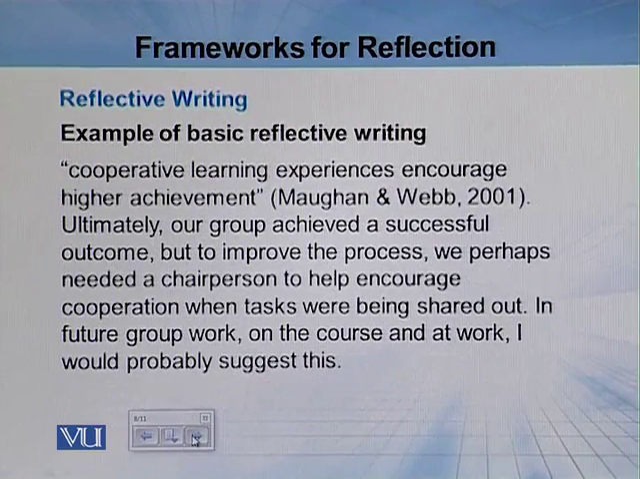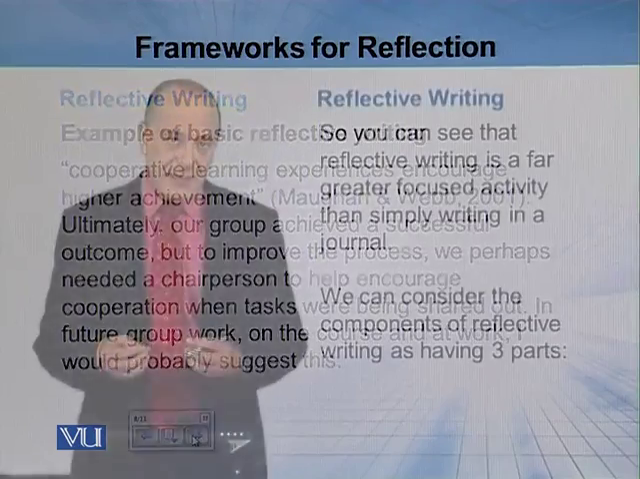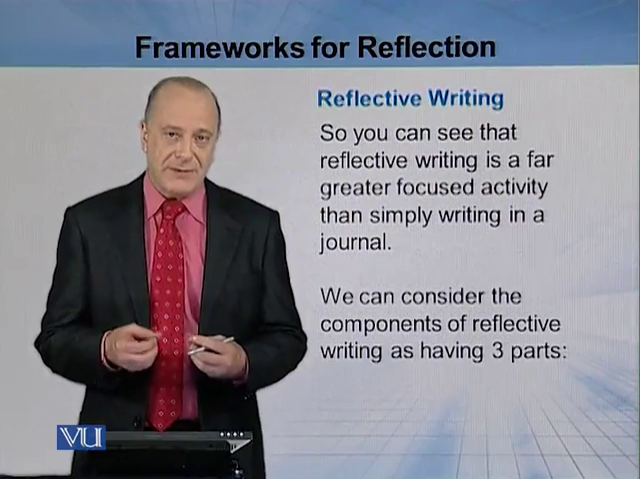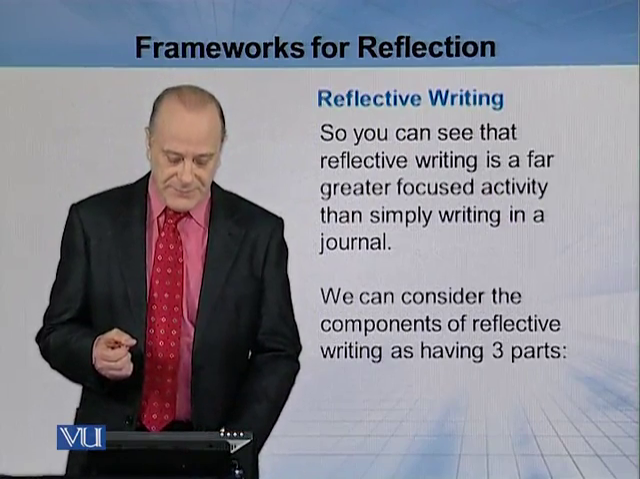Ultimately, our group achieved a successful outcome, but to improve the process, we perhaps needed a chairperson to help encourage cooperation. And so at this point in the reflective writing, you can see where the teacher is actually looking at outcomes from the reflection. So in this example, you can see the three components of the reflective writing process. And these components are very important to consider when you're actually using writing as a tool for reflective practice.